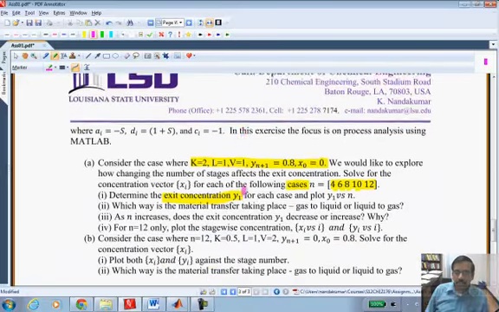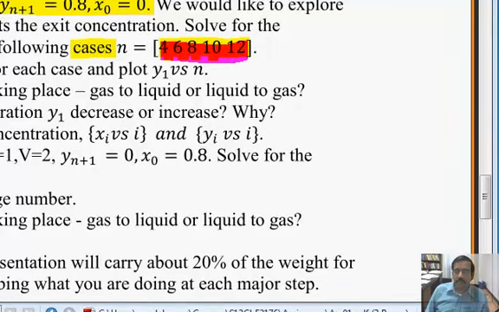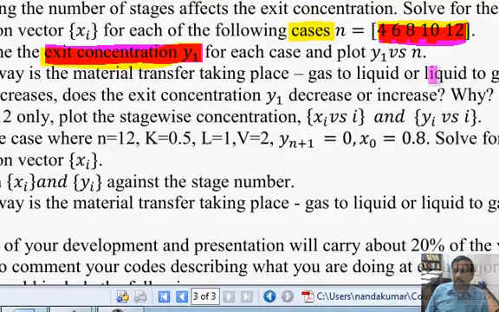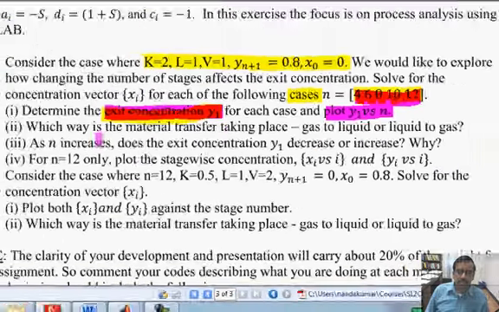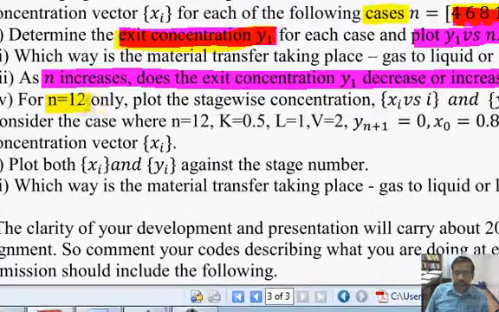So we need to run through the loop to calculate the exit composition for each one of those numbers of stages, 4, 6, 8, and 10, and then plot one against the other. The second question is a qualitative one, asking which way the material transfer is taking place. The third one is, as n increases, does the exit concentration increase or decrease? Why? Once we plot that, we can answer that question. And the last part of this question is, when you have 12 stages, plot the stage-wise composition from stage to stage, just to see how the composition varies from stage to stage.